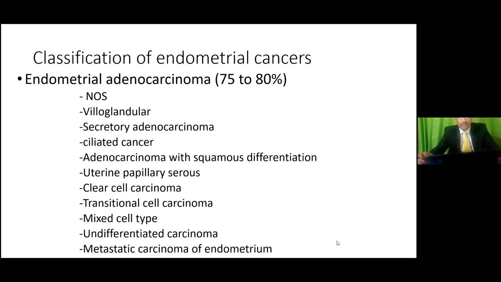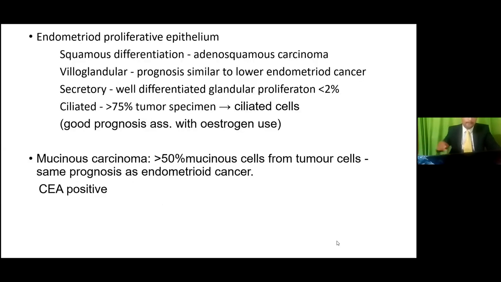Coming to the classification of endometrial cancers. Endometrial adenocarcinoma is the most common, in which we get the non-otherwise specified, villoglandular, secretory and ciliated types, as well as other variants like adenocarcinoma with squamous differentiation, uterine papillary serous, uterine clear cell carcinoma, transitional cell carcinoma, mixed type, undifferentiated, and metastatic carcinoma of the endometrium. Each of these we are going to see in detail in the next slides.